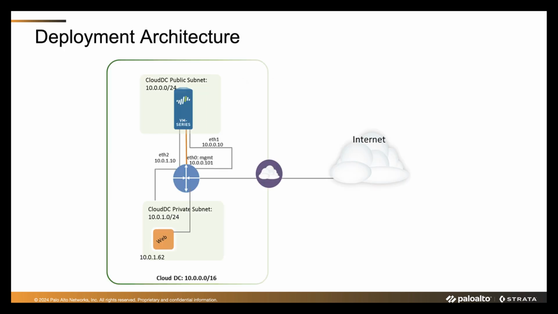This is the topology that we will use for this demonstration. We will create three firewall interfaces. First one will be for the management, second will be in the public subnet, and third will be in the private subnet connected to the web server.